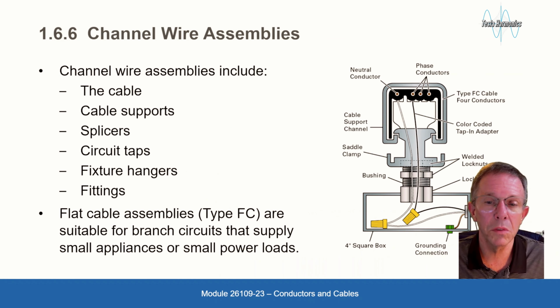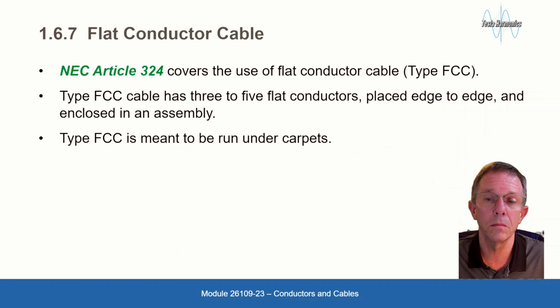Channel wire assemblies. Channel wire assemblies include the cable supports, splicers, circuit taps, fixture hangers, and the fittings. Flat cable assemblies, or type FC, are suitable for branch circuits that supply small appliances or small power loads.